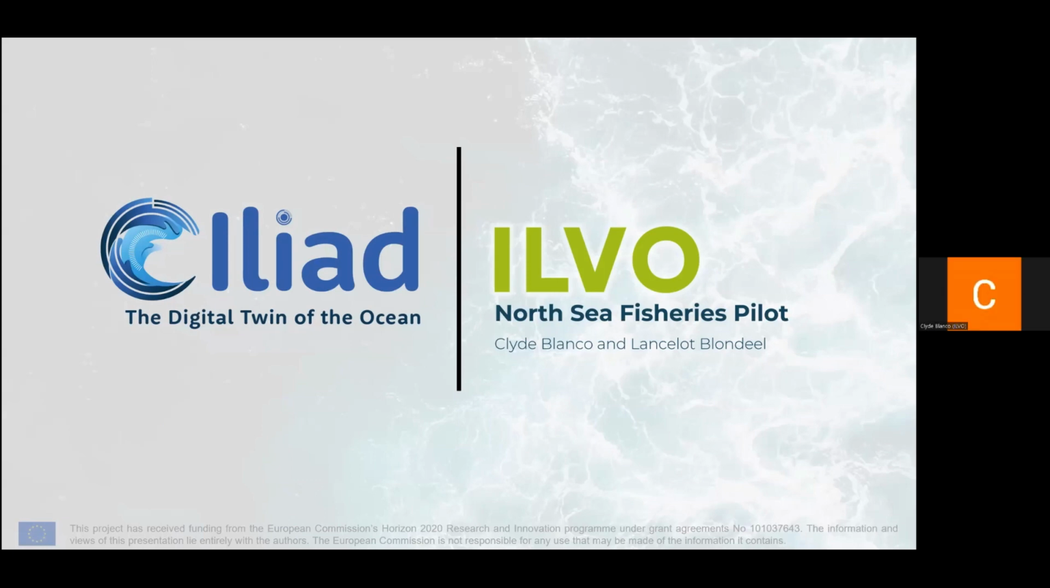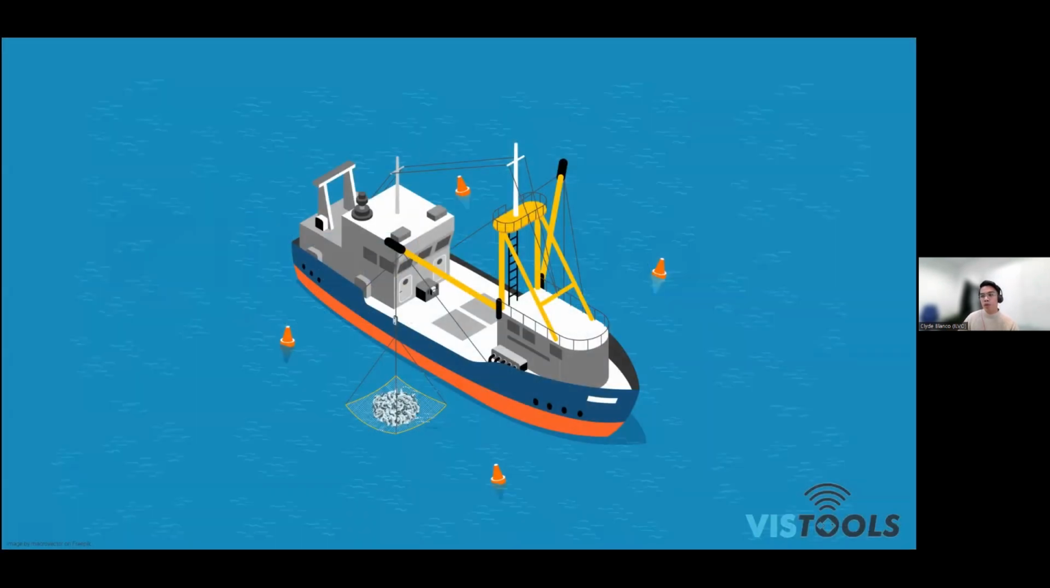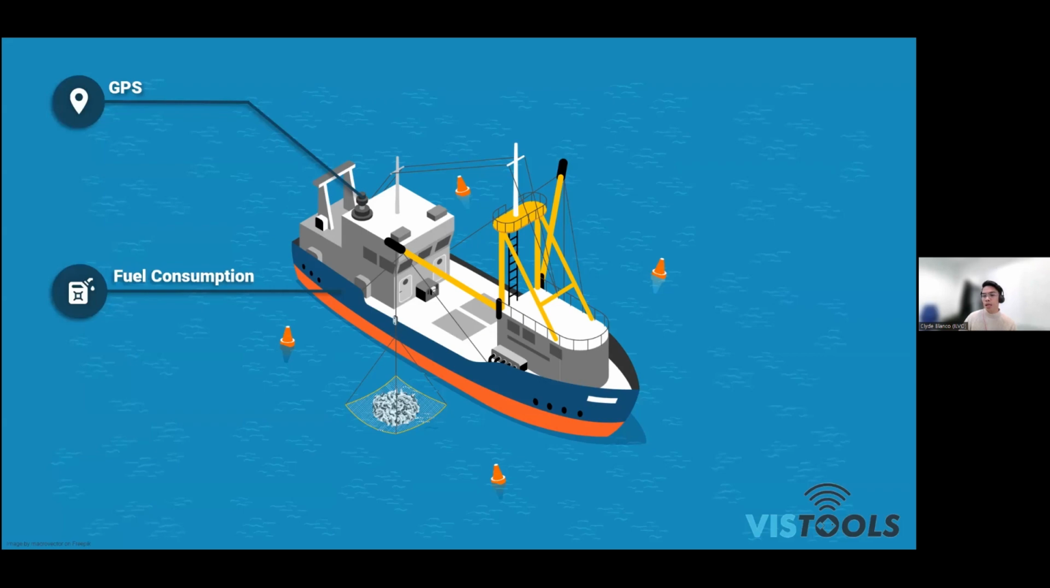All right. Hello, everyone. I'm Clyde from ILVO, and I'll give you a quick overview of what we are developing in the North Sea Fisheries pilot. So our digital twin of the ocean story started with a local project called VisTools, wherein several sensors are installed in the fishing vessel. For example, GPS for the location of the vessel, the fuel consumption, and other parameters in the engine sensor. At the same time, the weight of the catch per species. At the same time, the towing force at the nets.